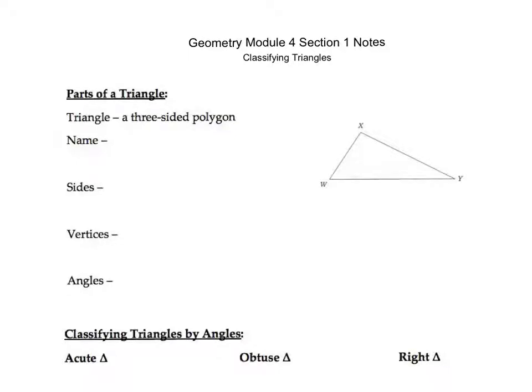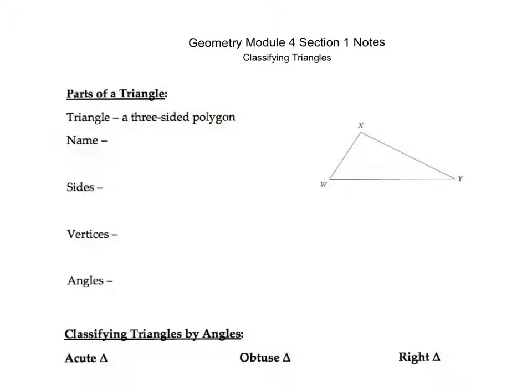In Module 4, we're going to start talking about triangles. And to start us off, we're going to talk about how we classify triangles. We have to first talk about the different parts of a triangle. So remember, a triangle is a three-sided polygon, which is just another word for shape. So it's a shape that has three sides.